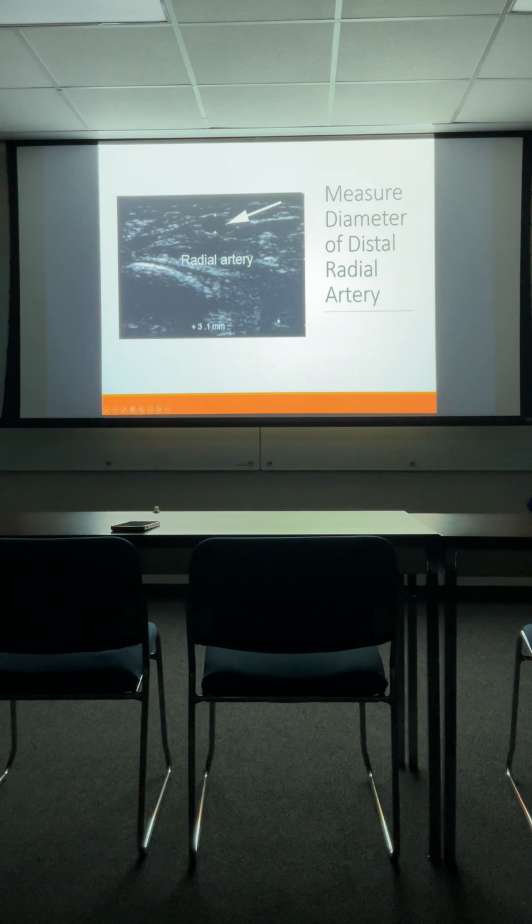So if that diameter is less than 2 millimeters, it can't be used. So what you're going to do is scan more proximally away from the wrist to find a segment that's at least 2 millimeters. And you're going to mark that location.